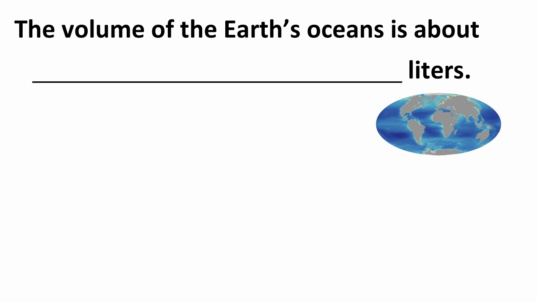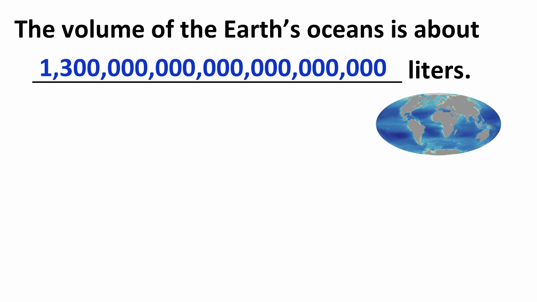Now, when we do measurements, we might measure something like the volume of the Earth's oceans, which is a really, really big number. It's approximately 1.3 followed by 20 zeros. It takes a long time to write out all of those zeros. And so we often use a shorthand version of this called scientific notation. And instead of writing 1.3 followed by 20 zeros, we can write 1.3 times 10 to the 21st liters, of course making sure we have the units in there.